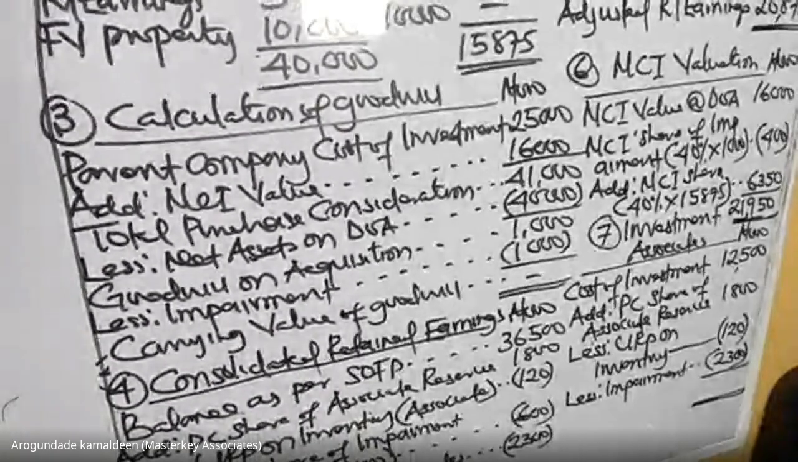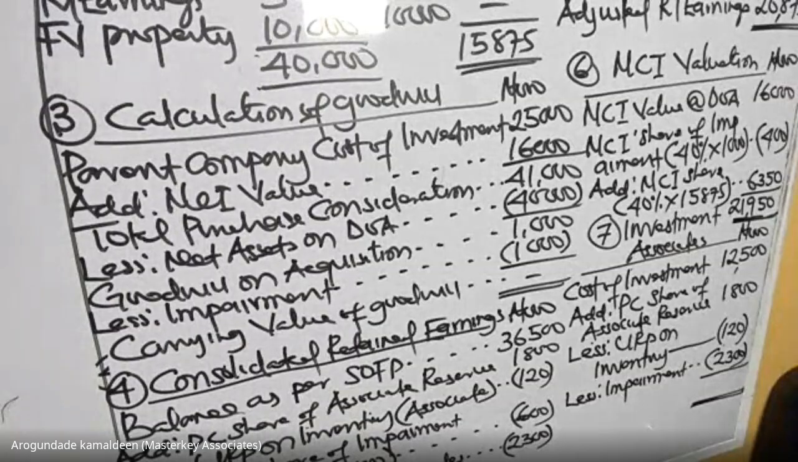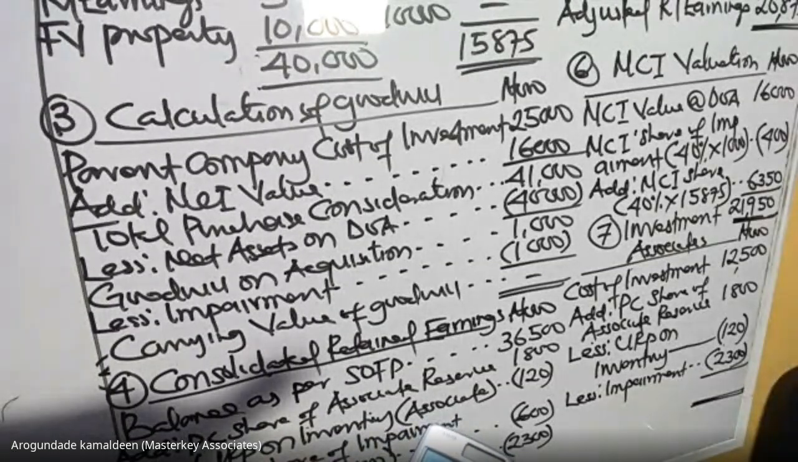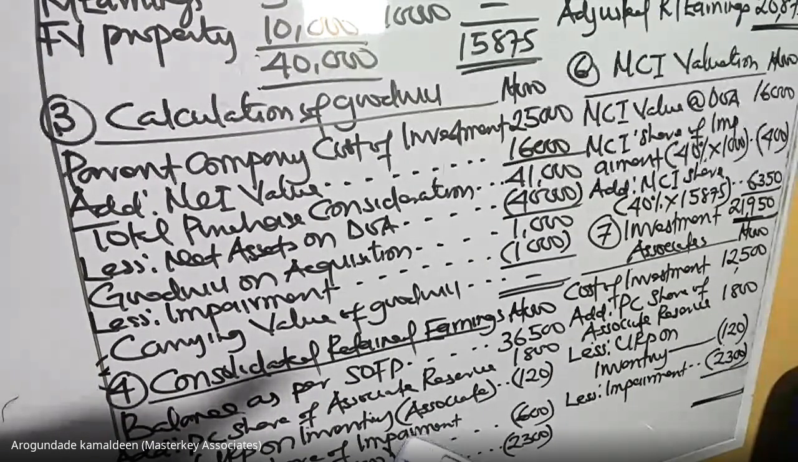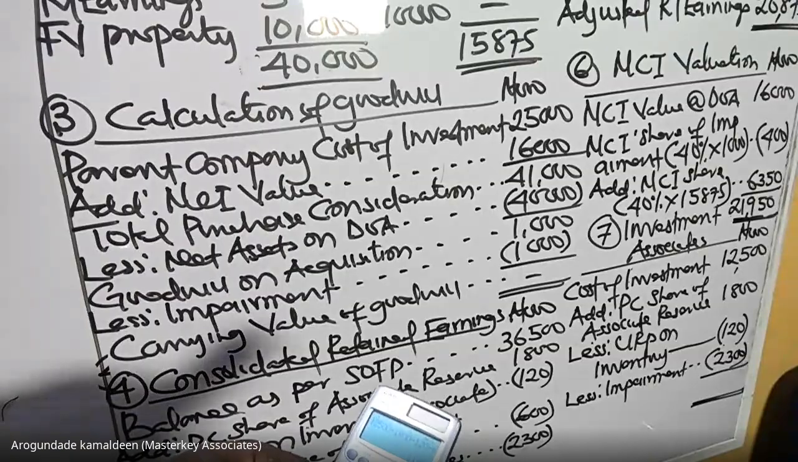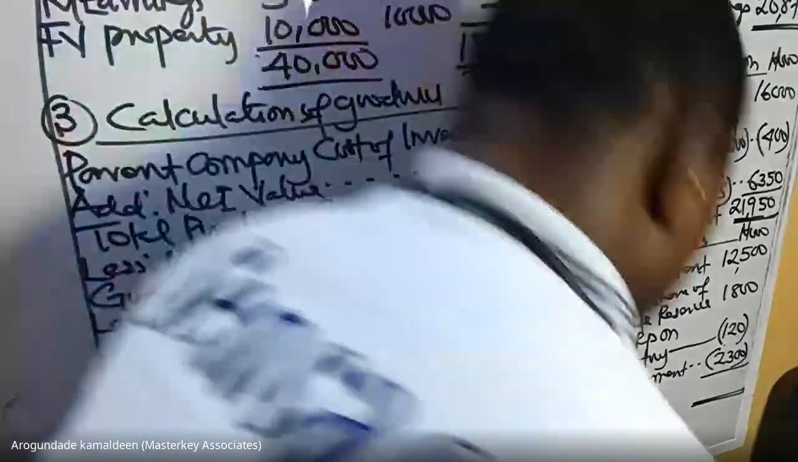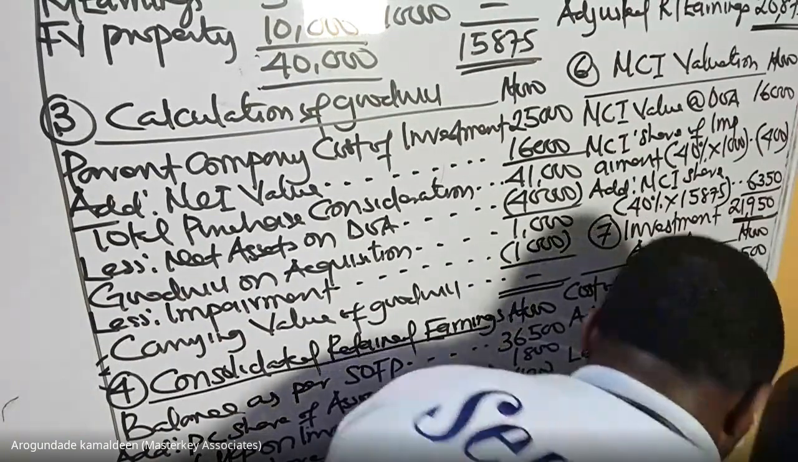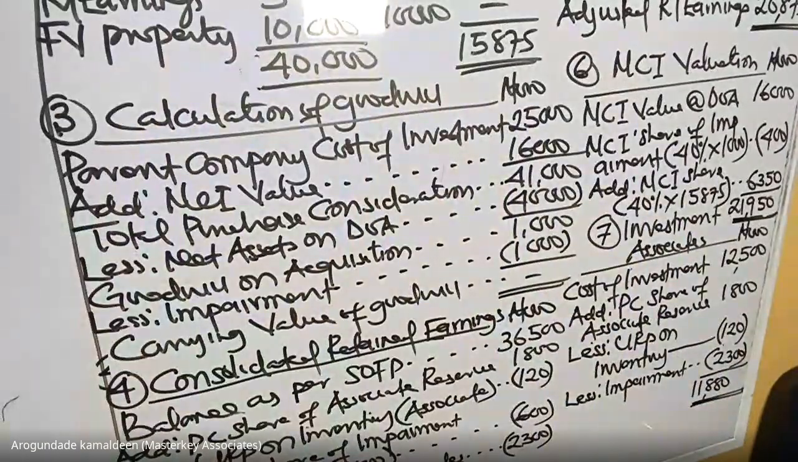So let's also find the closing value of our investment in associate. 12,500 plus 1,800. Please, class, let me check you. Minus 120 minus 23. I have 11,880. 11,880. That is the closing value of our investment in associate.